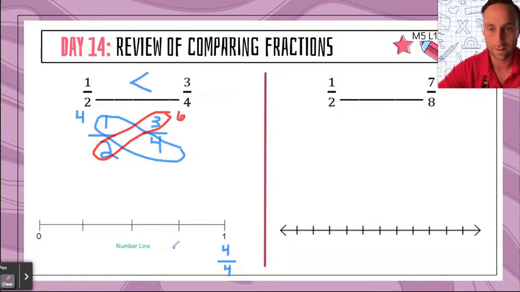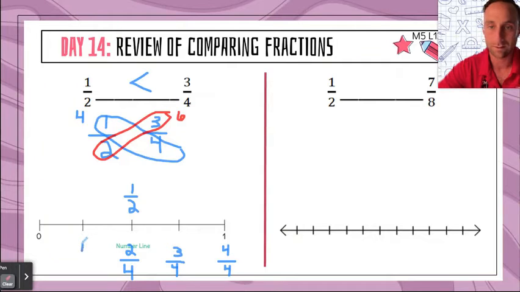And then I could just start counting backwards to 3/4. And then I have 2/4, which is halfway. I should know my benchmark fractions, right? 2/4 is equivalent to 1/2.